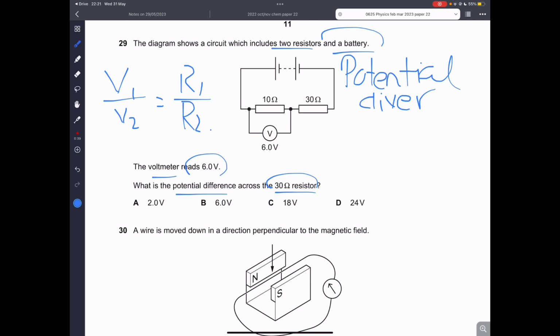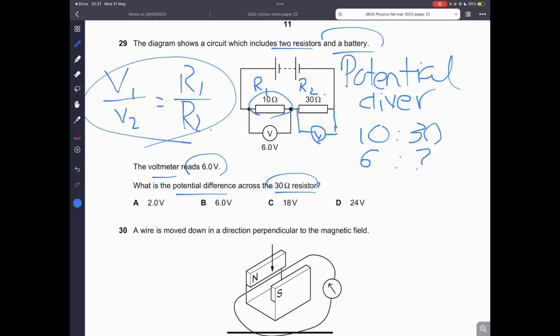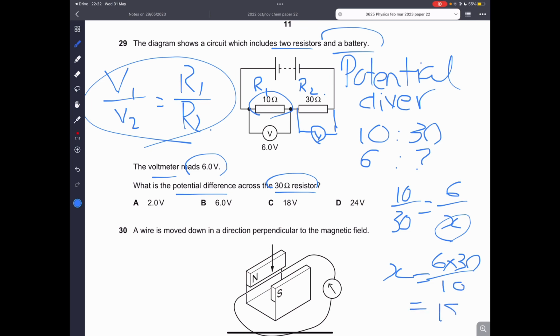And so here we can see the resistance 1, resistance 2, so this is 10 ratio 30, 6 ratio something. We want to know the potential difference across this. So just use the ratio technique or this formula, whatever you want to. But it's going to be like this, 10 over 30 is equal to 6 over x. We want to find x, so rearrange the formula. We are going to get 18 volts.